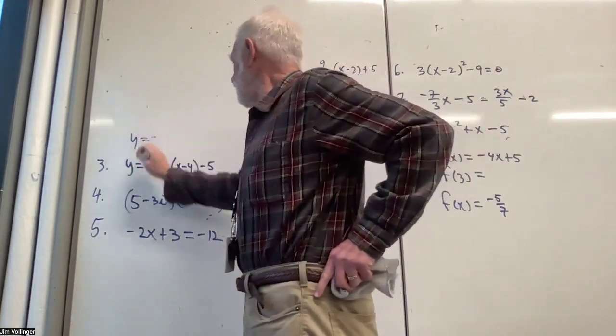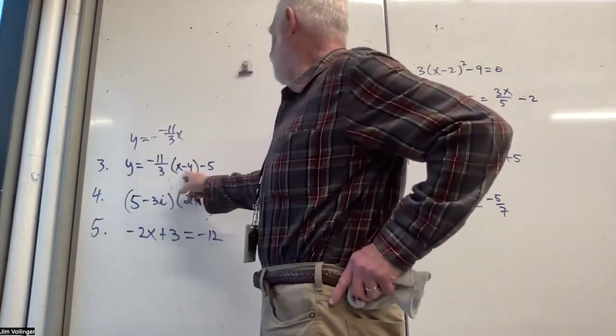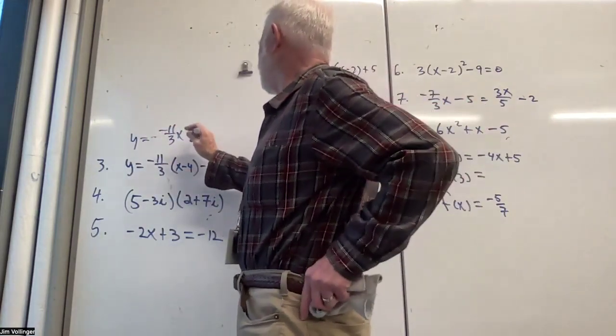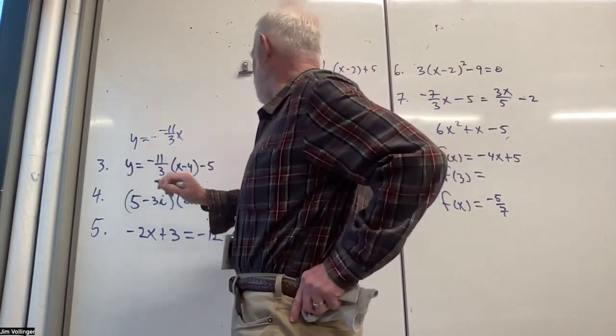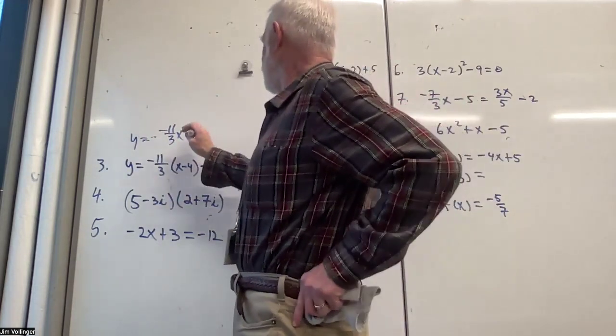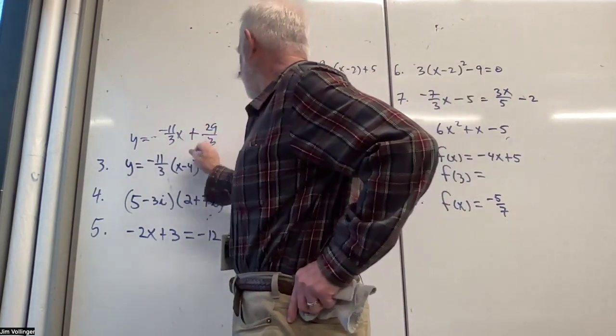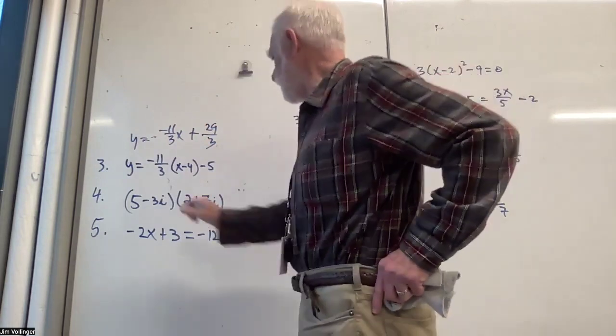So we've got y equals -11/3 x. And we've got 44 minus 15 is what? 44 minus 15, 29. And it looks like it's positive, so positive 29/3. Could make a careless error here easily.